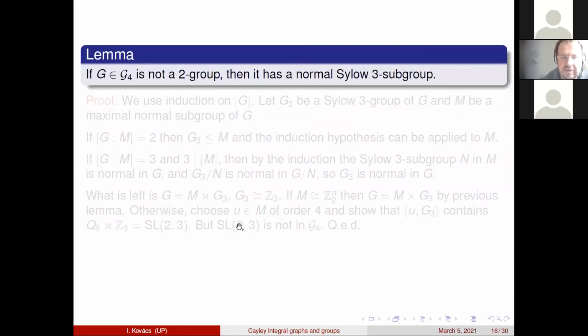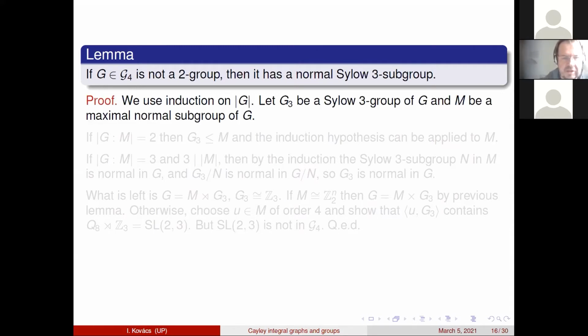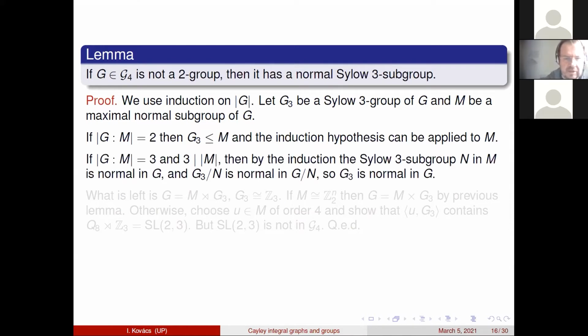The next lemma, which is the last lemma before the proof, is that the group has a normal 2-complement, a normal subgroup of odd order, if it's not a 2-group. And let's see how we just use induction. So let's denote by G3 an odd-order subgroup and M be a maximal normal subgroup. If then the index is 2, you get right away the induction condition.